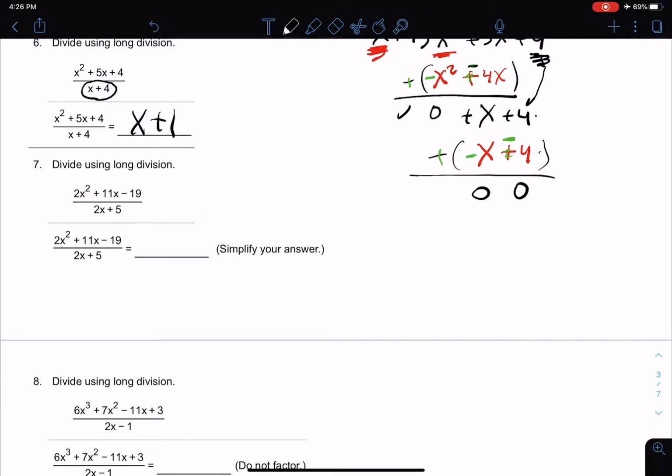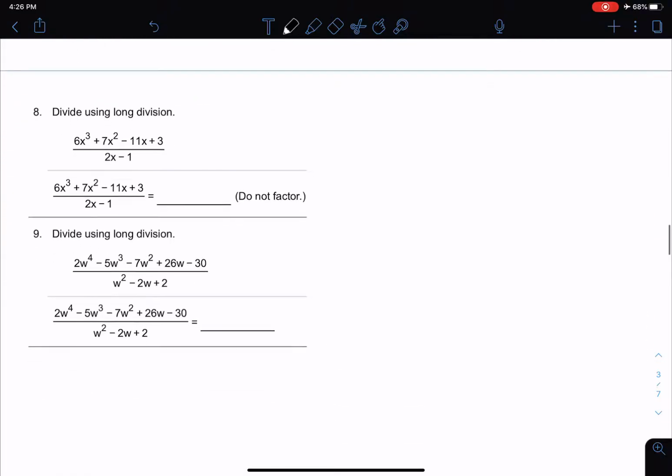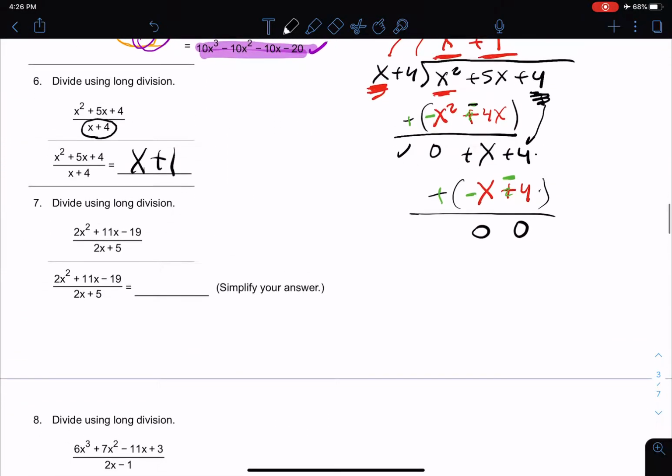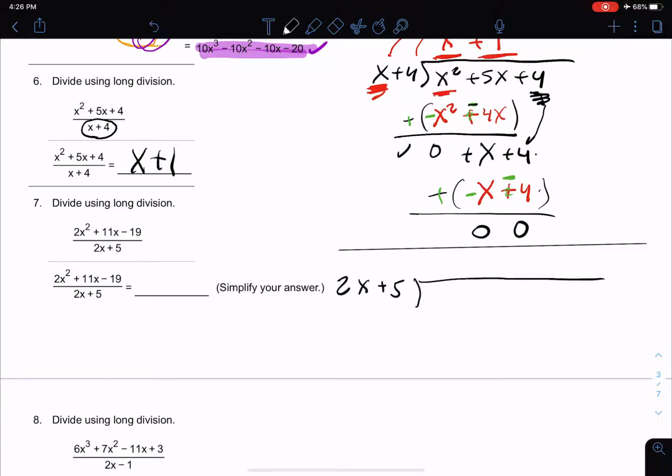I'm running out of space. Okay, I think I can actually just get that to go through to the next line. So the next one is going to be 2x plus 5 divided by 2x squared plus 11x minus 19.